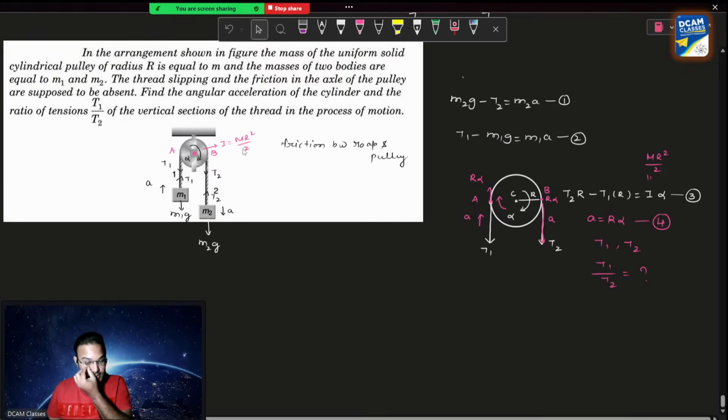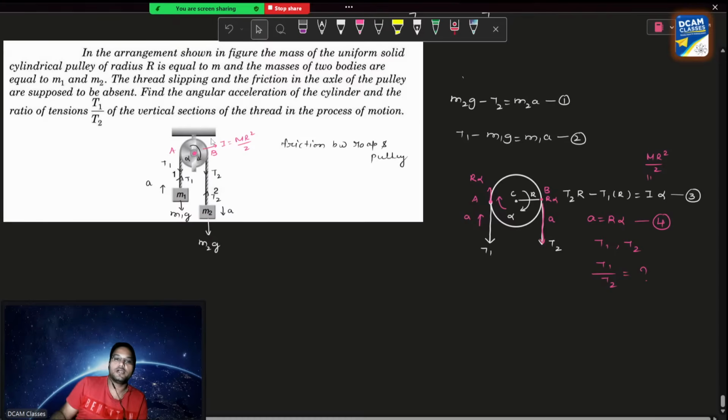So let's discuss this question. See, this is a very important one. From this question, you will understand how the rotation works actually. In the arrangement shown in the figure, see the situation, this is a pulley and there is a thread. It is attached to mass m1, moving onto this pulley and then again attached to m2. The mass of the pulley is also given to be small m. The thread slipping and friction in the axle of the pulley are absent.